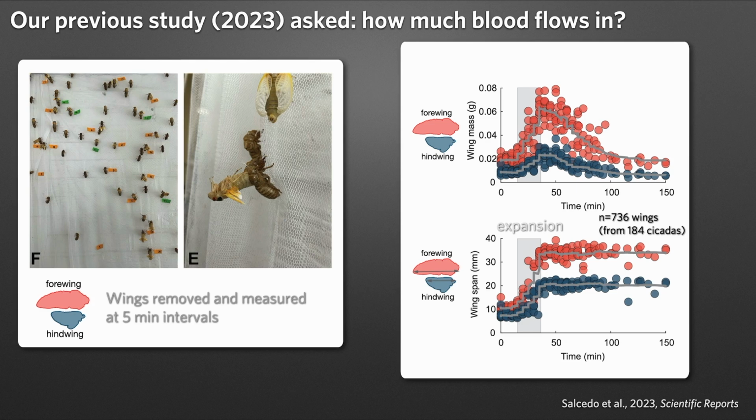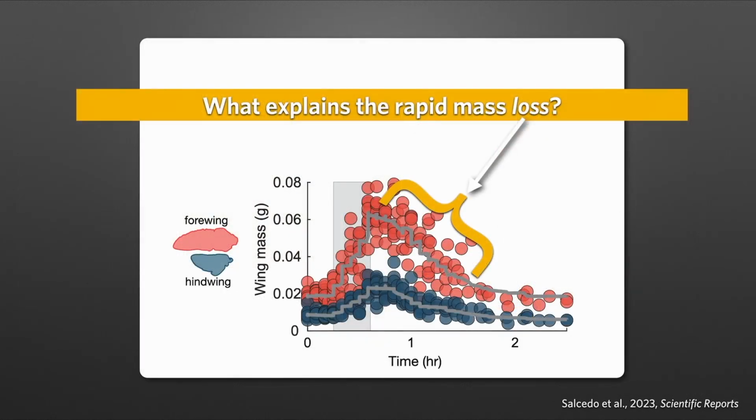Okay? But we don't quite know because all we did in this experiment was essentially chop the wings off and measure their mass, right? We can't see what's going on. So what explains this rapid mass loss that we see from this experiment?